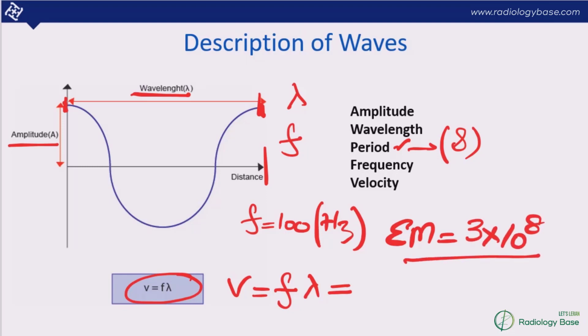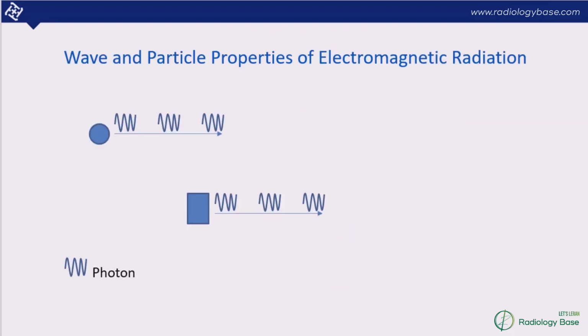And all electromagnetic radiation, whether it is X-rays, gamma rays or light, is going to show a fixed velocity, which is 3 × 10^8 meters per second. So we have discussed the wave properties of electromagnetic radiation. It is also seen that X-rays and gamma rays can show particle-like properties as well.